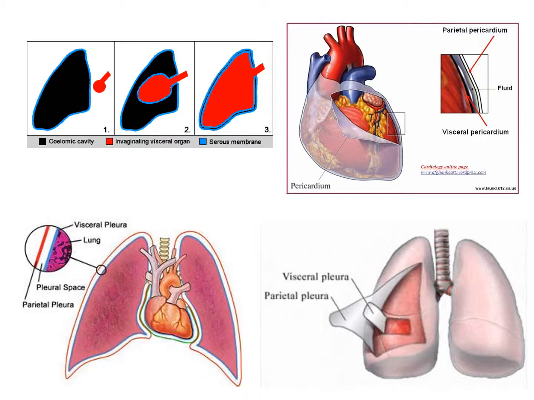Here we can see a better view of the actual pleural cavity and the different coverings that go around the heart as well. So the pleural cavity, again, surrounding the lungs, we can see the visceral and parietal pleura. And then on the heart, we can also see the breakdown of the pericardium and the different layers that surround that.